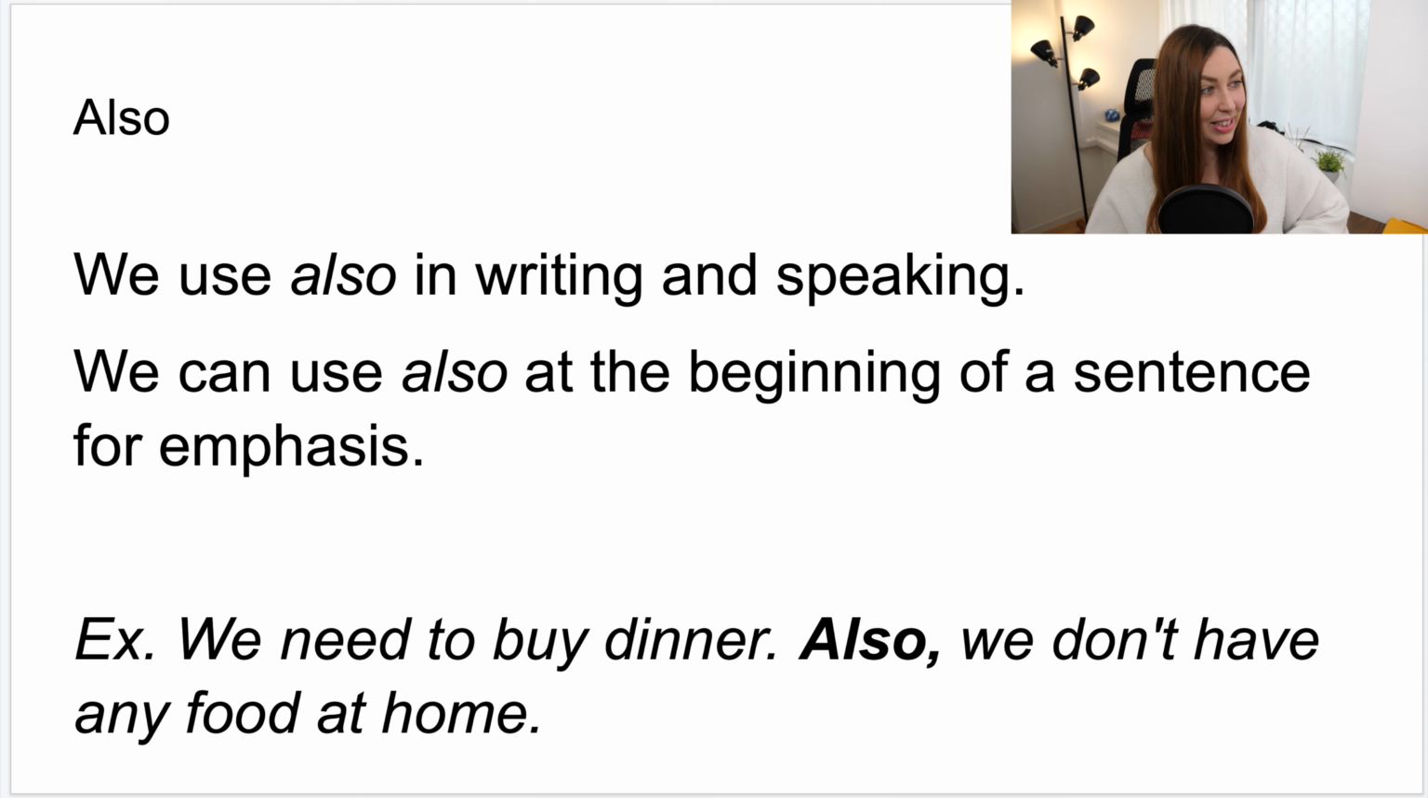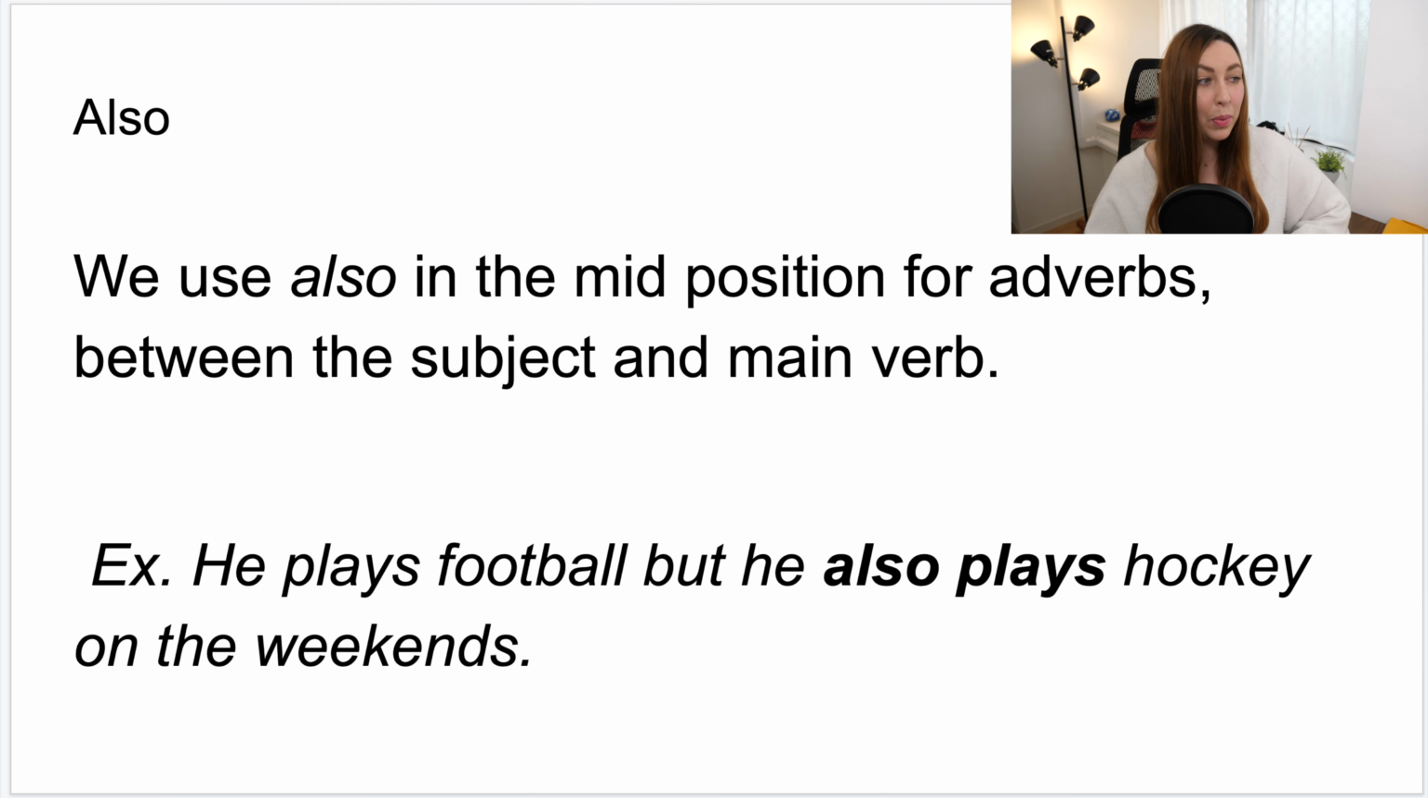Okay, very good. So the next one, we can use also in the mid position for adverbs between the subject and the main verb. Let's take a look at an example of this one because I know with all of those words, it can get a little confusing, but really look at what it says. We use also in the mid position for adverbs, so between the subject and the main verb. So also is going to come before the main verb.